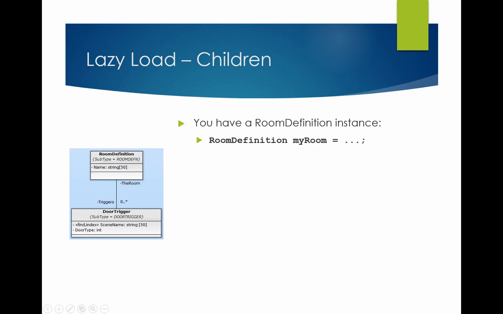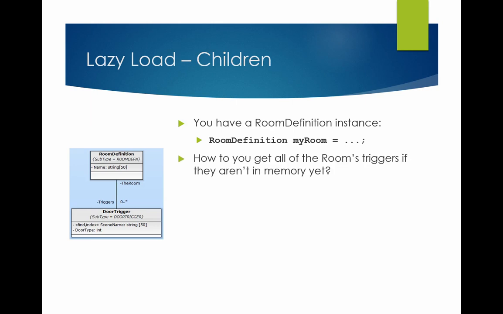So let's suppose you have a room definition called my room, and you want to get all the room's triggers that aren't in memory yet. So how do you do it? And the answer is really simple and straightforward. You just simply reference room.triggers.